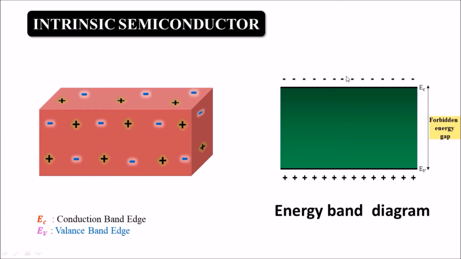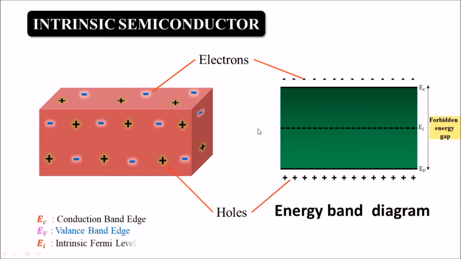The vacancy of electrons will have positive charge and will be called holes. And the Fermi level of this intrinsic semiconductor will lie in the middle of the forbidden energy gap. This EI is called the intrinsic Fermi level.